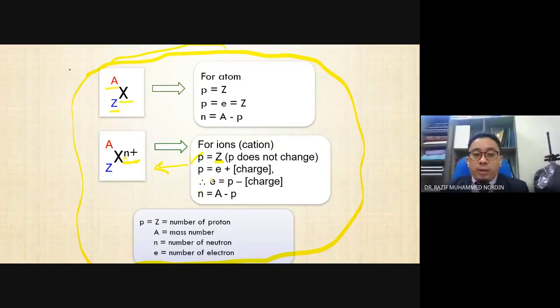But the number of electrons has changed, because the number of electrons equals proton minus charge. The charge is here. So electron equals P minus charge, and neutron equals A minus P. A equals the mass number, P or Z equals the number of protons, neutron is the neutron number, and E equals the electrons.